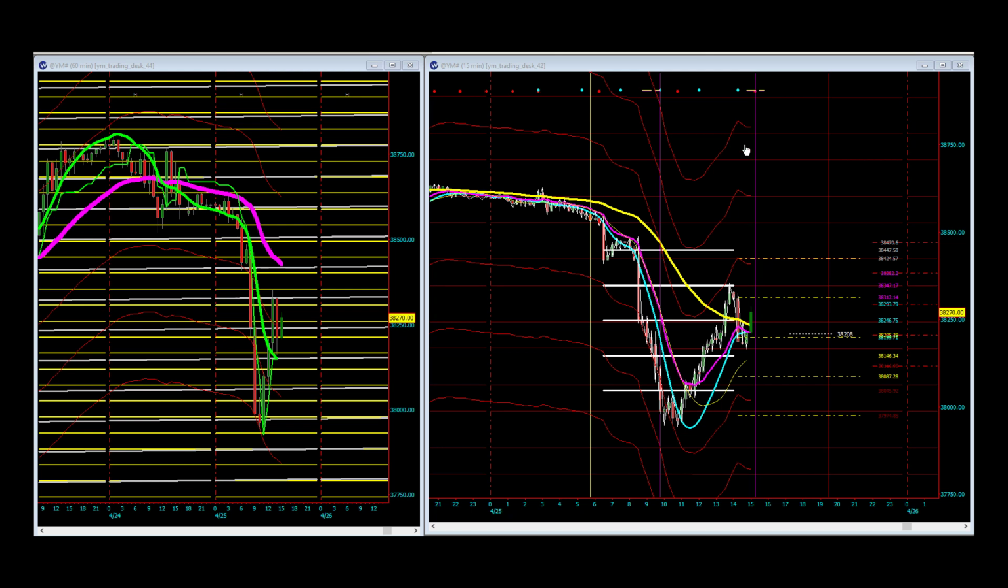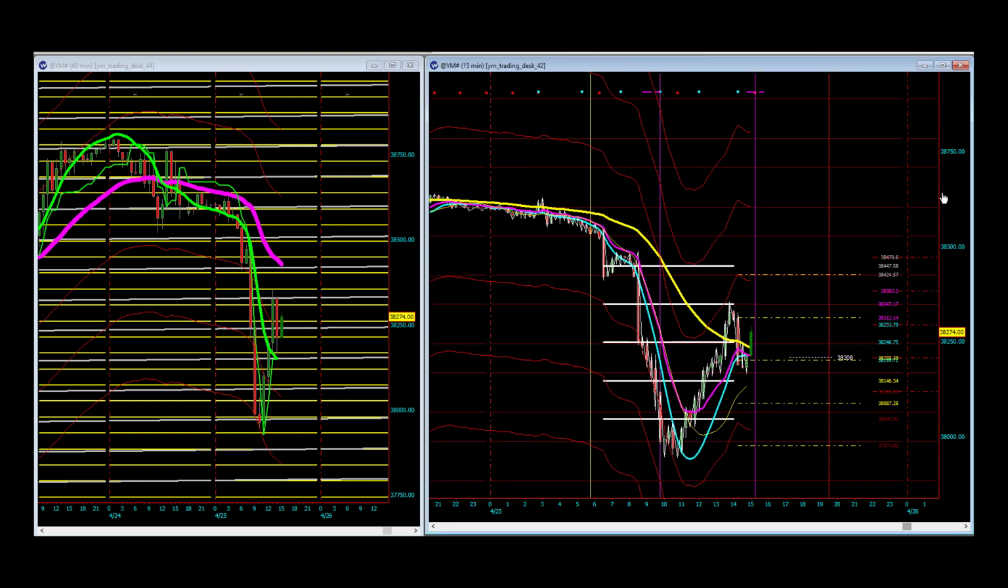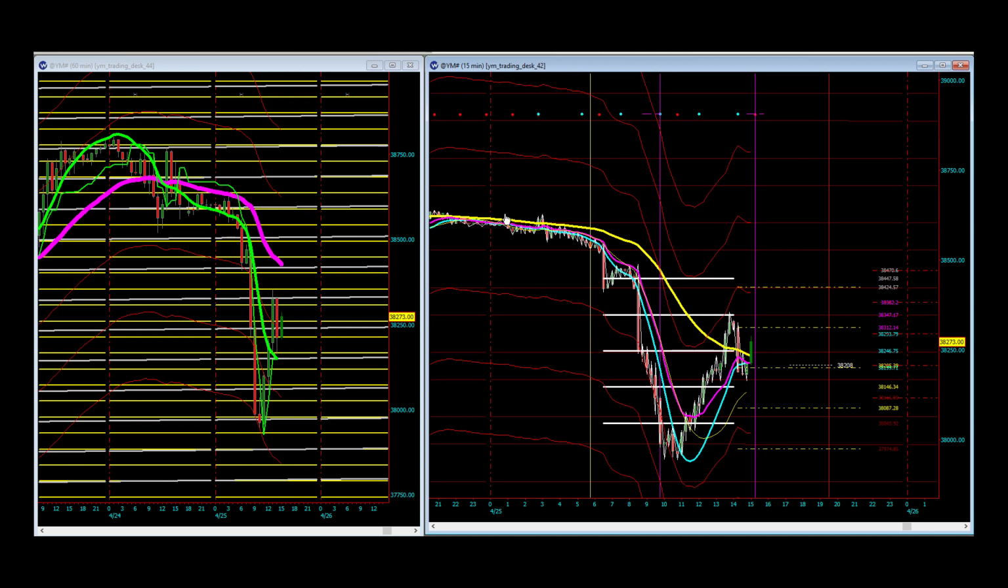Hello friends, welcome back. In this quick demonstration, we are displaying the probability of turn in YM in terms of how to trade this effectively.